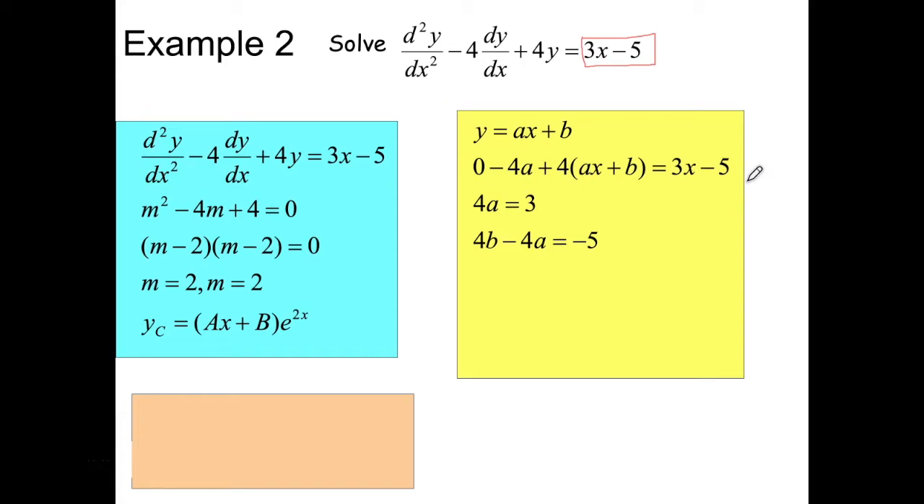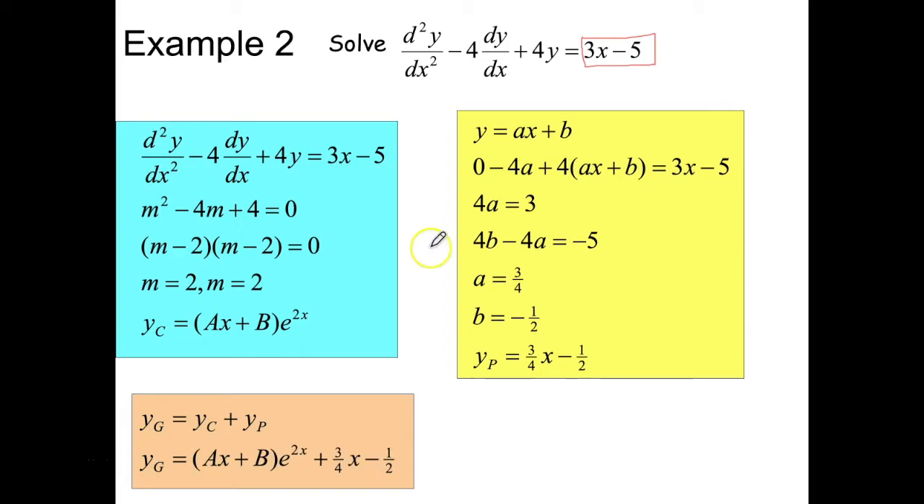So we solve these two equations for a and b. We get a as 3/4 and b as -1/2. So our particular integral will be 3/4 x minus 1/2. And then our general solution will be the sum of the complementary function and the particular integral.